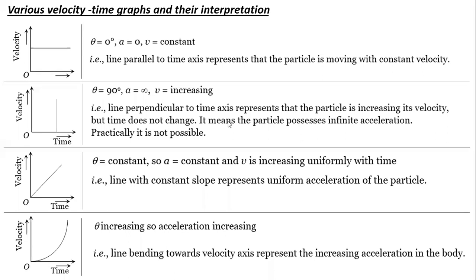Okay, so I will move to the next set of graphs. For this one, you can see the angle is initially near 90 degrees and it is going to close to 0. So the angle is decreasing, the tan value decreases, acceleration decreases. So again it is non-uniform acceleration, but decreasing. A line bending towards the time axis represents decreasing acceleration. So it's non-uniform acceleration; in brackets, you can specify it as decreasing acceleration.